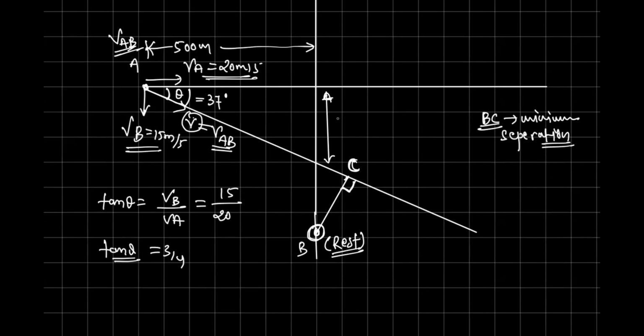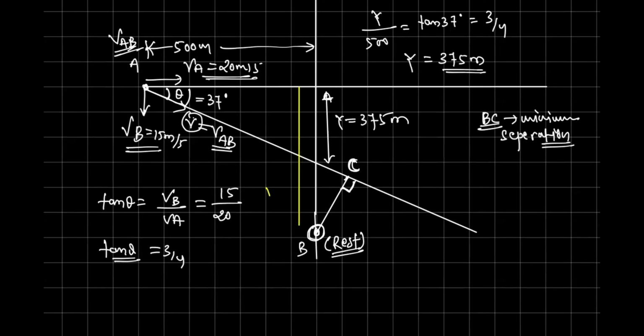So let me say this one is nothing but y. So I can say y upon 500 is nothing but tan 37 degree, so that is going to be 3 by 4. If you solve this, you will get y is equal to 375 meter. So this is your 375 meter. This distance was given to you initially, 400 meter. So this remaining portion is going to be 25 meter.